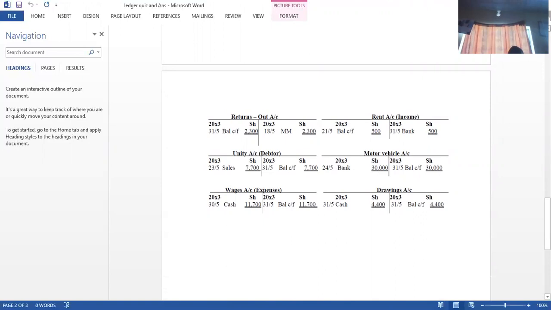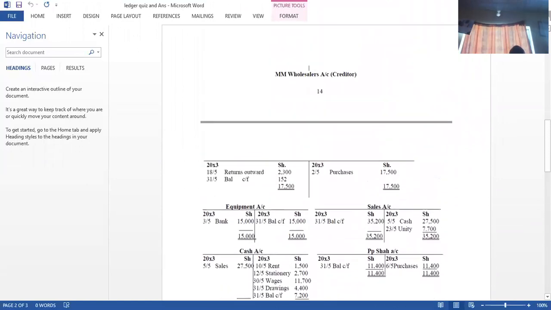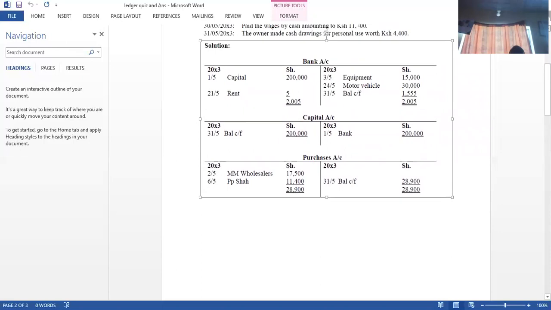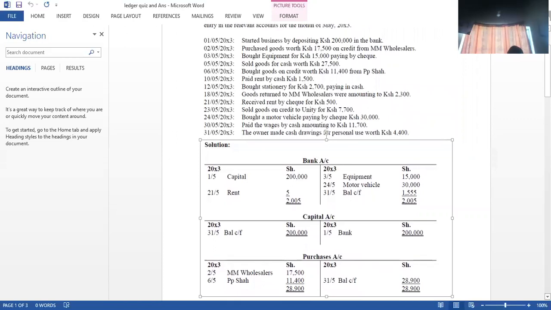Let's see the next transaction, how it happened. This is the case. Paid wages by cash, 11,700. Class, you can be able to note this. We paid wages. Wages falls in the class of expenses. And we said anytime we are paying expenses, we debit that expense. So we need to open wages account and we debit. And then because it was paid by cash, cash is reducing by 11,700. So it is going to be presented like this.